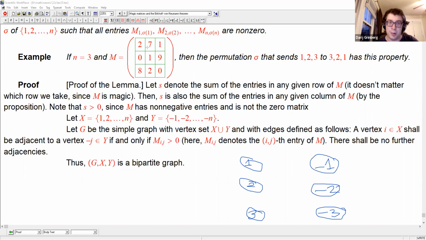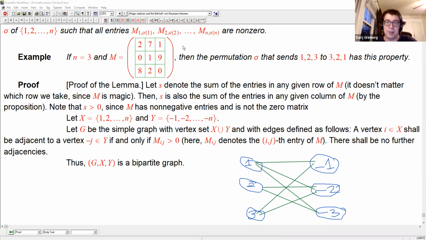So the first row has non-zero entries everywhere. So the first vertex 1 is connected to all of the right vertices. The second row has positive entries in columns 2 and 3. So 2 is connected to -2 and -3. And 3 is connected to -1 and -2 because of where the third row has its non-zero entries. So that's a big bipartite graph.